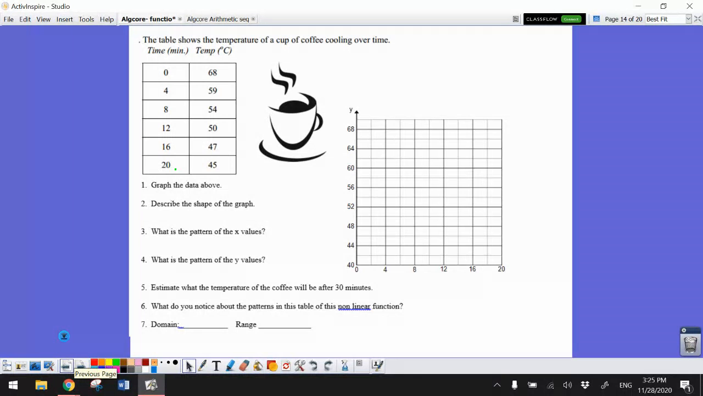Okay, let's take a look at this table, and let's try to figure out what's going on with this. So let's go ahead and do some graphing. So we have 0, 68, 4, 59. It's going to be about in the middle. And 8, 54, 12, 50, 16, 47, and 20 is 45. All right, so my graph is coming down something like this. So it's definitely not a linear.